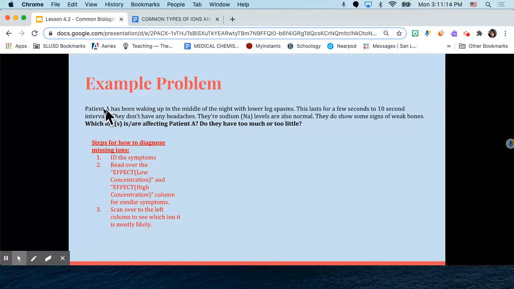All right, so here's our example problem. Patient A has been waking up in the middle of the night with lower leg spasms. This lasts for a few seconds to 10-second intervals. They don't have any headaches, and their sodium levels are also normal. They do show some signs of weak bones or osteoporosis. What ion or ions do you think is affecting patient A? And do they have too much or too little? Meaning, do they have too low of a concentration or too high of a concentration?